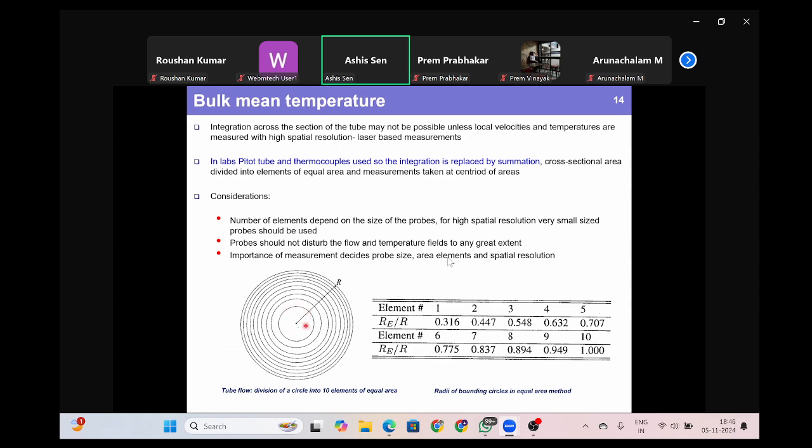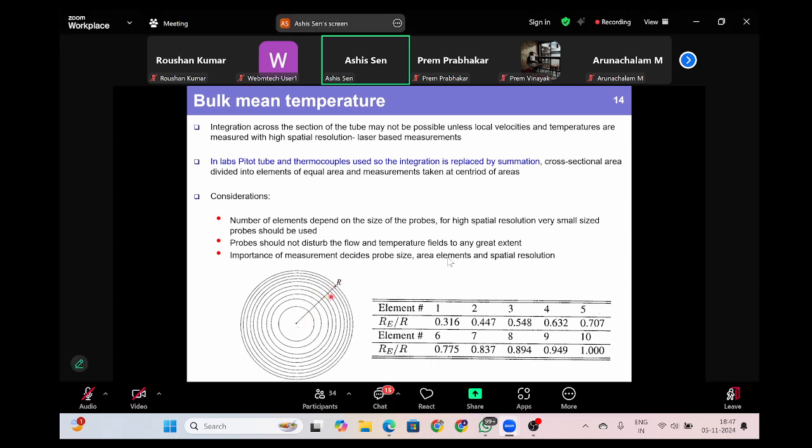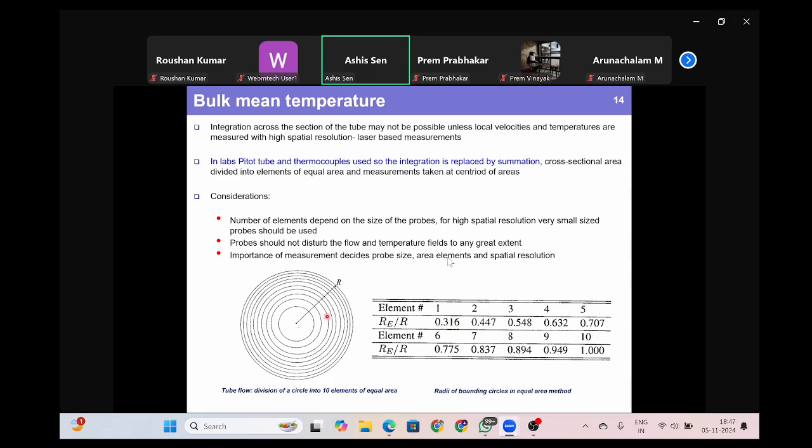So this is one area, this is the second area, the third area, all these areas are equal. And these equal areas will be represented by some radius of the center of each of these areas to the radius of the outer circle. So the first one, this radius divided by the outer radius is 0.316. In the second case, this radius divided by the outer radius will be 0.447, and so on and so forth. So this is listed here.